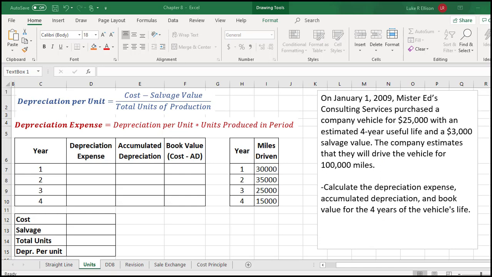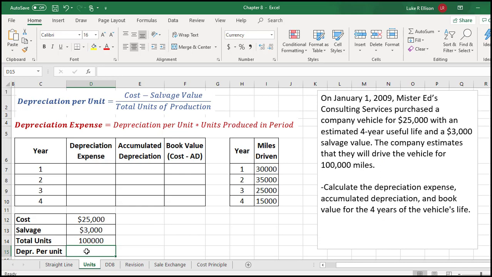So the first thing we should do is to copy down some of the important information. We are told that the company vehicle was purchased for $25,000. So that means the cost is $25,000. They also tell us that the salvage value is $3,000. So that's the amount they think they can sell the vehicle for after its 4-year life. The total units here can be viewed as the total miles that the company estimates they will drive the vehicle for, which is 100,000.